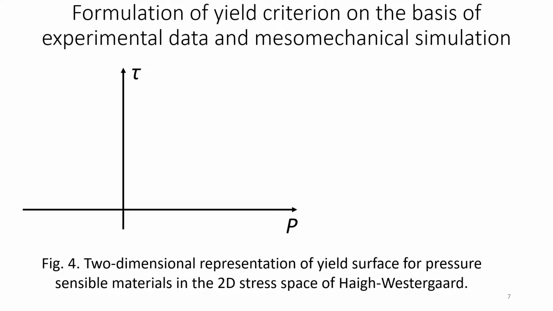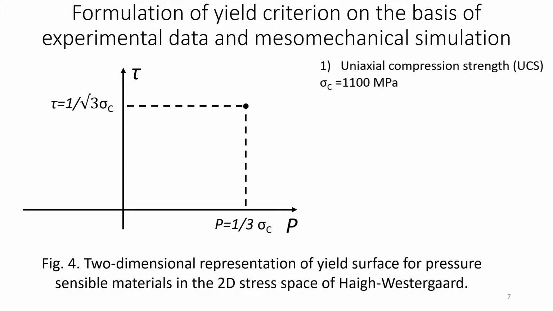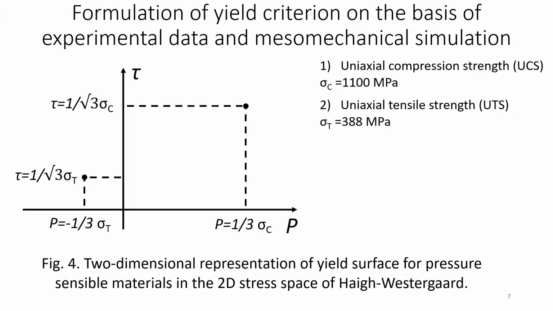One of the effective ways is to take the strength parameters of the material to uniaxial loading, namely the UCS and UTS. It is quite convenient to use the two-dimensional Westergaard stress space for representation of yield and phase transformation surface. The points for UCS and UTS in that case will be located as plotted in the graph.